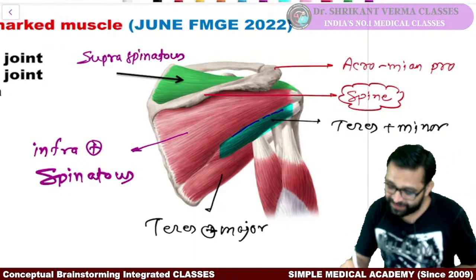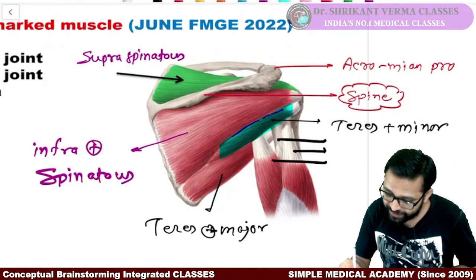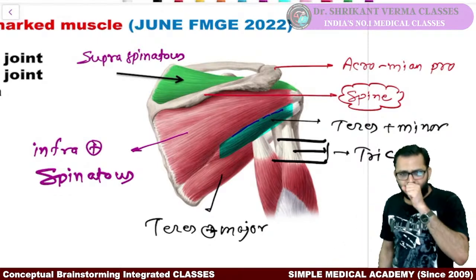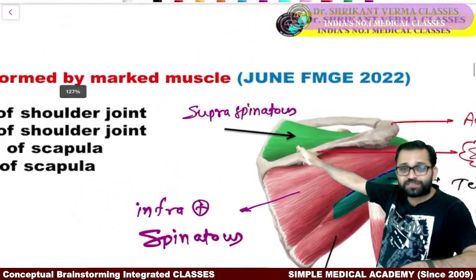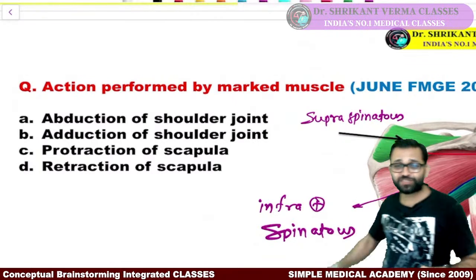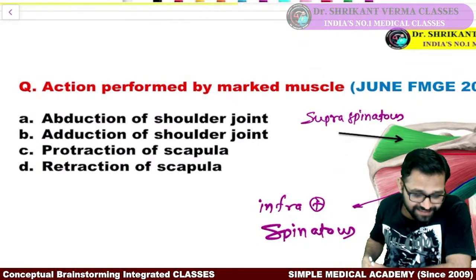And here this muscle is having 3 heads. Can you see? 1, 2, and 3. 3 heads. That's why this is triceps. So definitely this shown muscle is our supraspinatus. So can you tell me what is the action of this supraspinatus muscle?